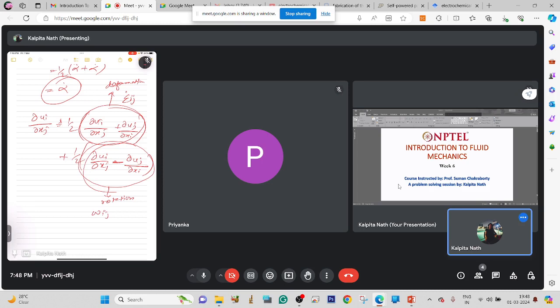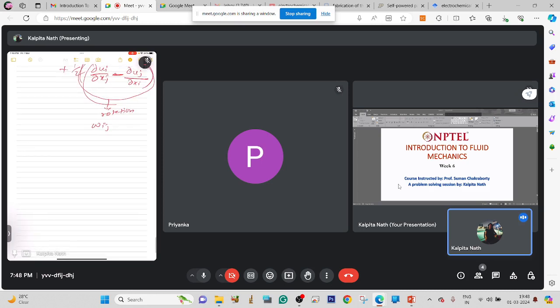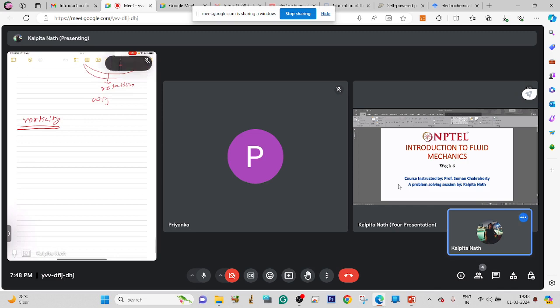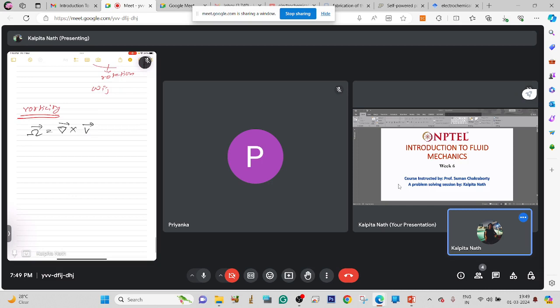Okay, so next, another very important thing that will come into the picture over here is vorticity. So vorticity is what? Vorticity is del cross v vector. That means the curl of the velocity vector, the cross product of del with the velocity vector. We can use this to check even whether a flow is rotational or not.